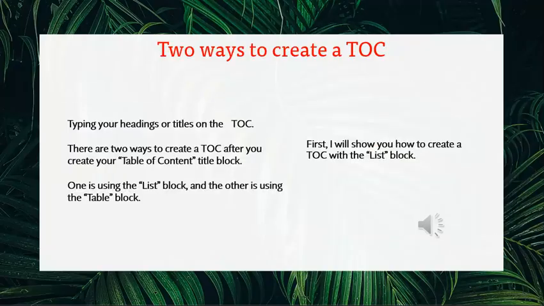Two ways to create a TOC. Now you will be typing your headings or titles on the TOC. There are two ways to create a TOC after you create your Table of Content title block. One is using the list block, and the other is using the table block. First, I will show you how to create a TOC with the list block.